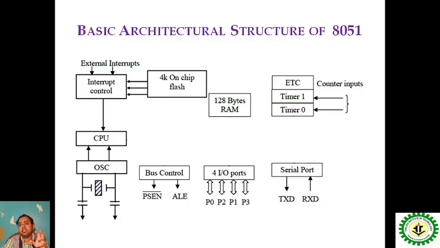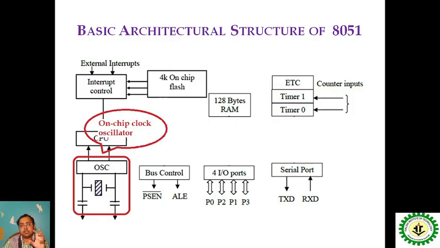Lastly, it has an oscillator circuit, and the 8051 microcontroller has an on-chip oscillator circuit. On-chip oscillator circuit means we need to connect the crystal oscillator externally, but the on-chip oscillator circuit will divide this clock frequency into 12 T states. We will see in the next lessons that one machine cycle stands for 12 T states. So it has an on-chip oscillator circuit inside the 8051 microcontroller.